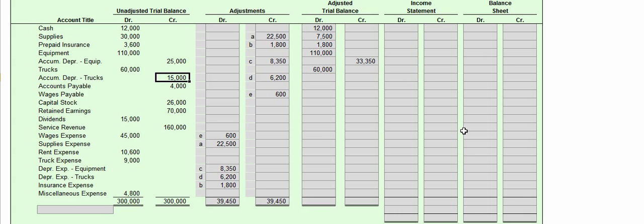Accumulated depreciation trucks, we've got a credit balance on the unadjusted trial balance for $15,000. A credit entry for $6,200. Two credits, we'll add, and that gives us a credit balance of $21,200.